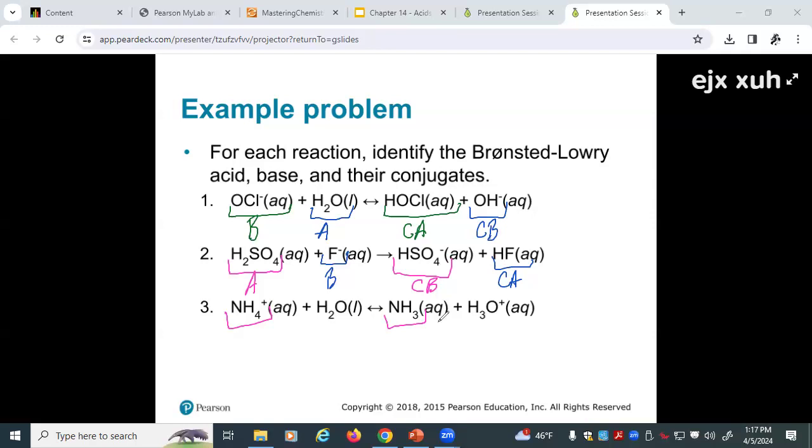Well, NH4 plus and NH3 are the pair. The difference between them is that the NH4 plus has more hydrogens, which means that it had to have lost a hydrogen to get to ammonia. Losing hydrogen is an acid behavior, which makes ammonium ion the acid and ammonia the conjugate base.